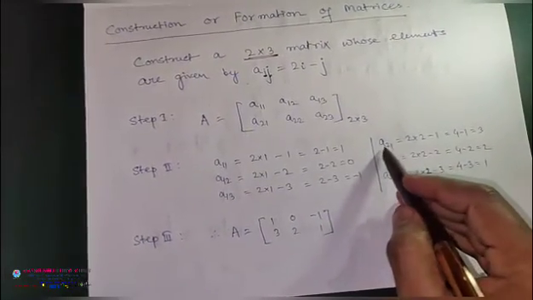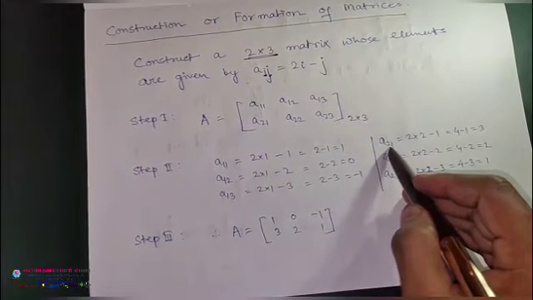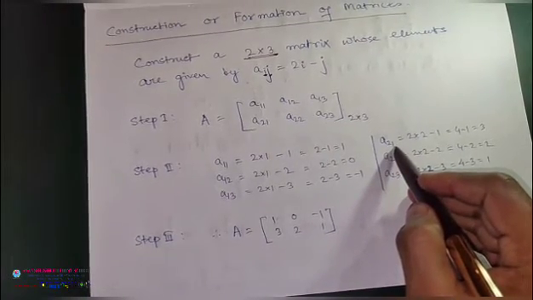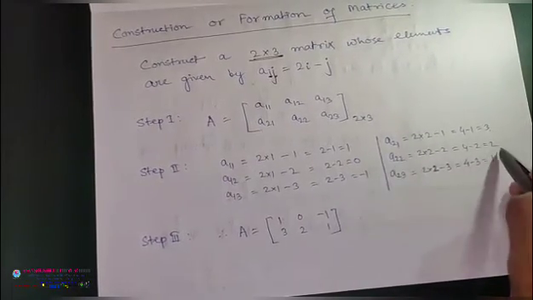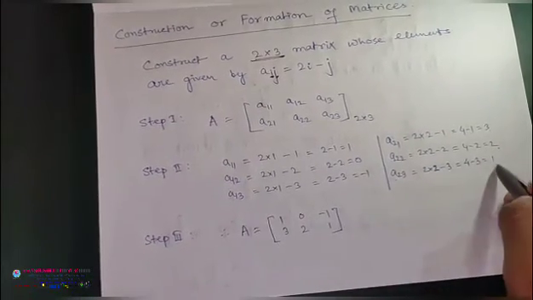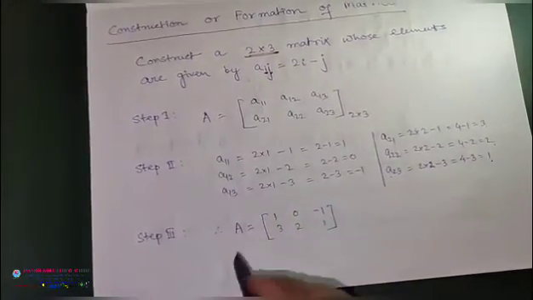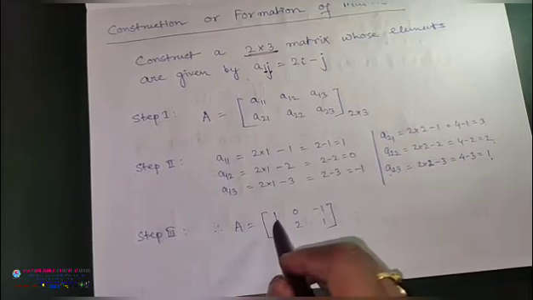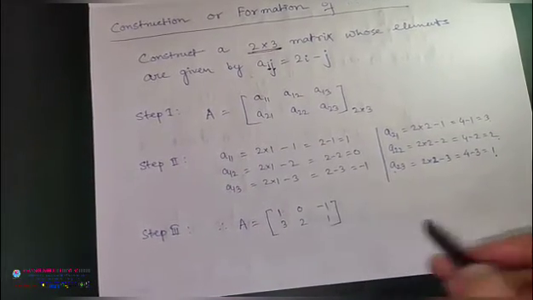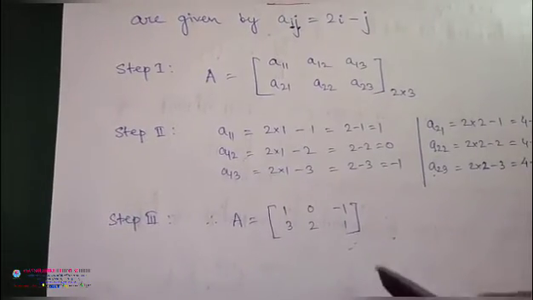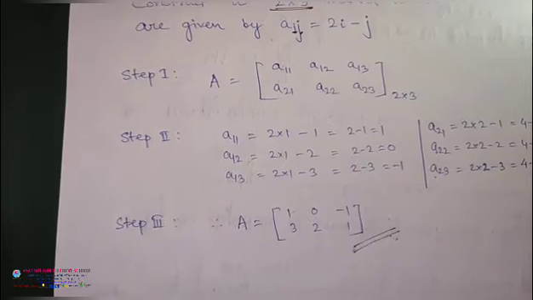By the same method, a21, that means in the place of i we have to put 2, and in the place of j, we have to put 1. So we are getting 3. a22 is 2 and a23 is 1. Now put the values in the step 1 matrix, that is A equals 1, 0, minus 1, 3, 2, 1. So like this we will construct a matrix with given conditions.